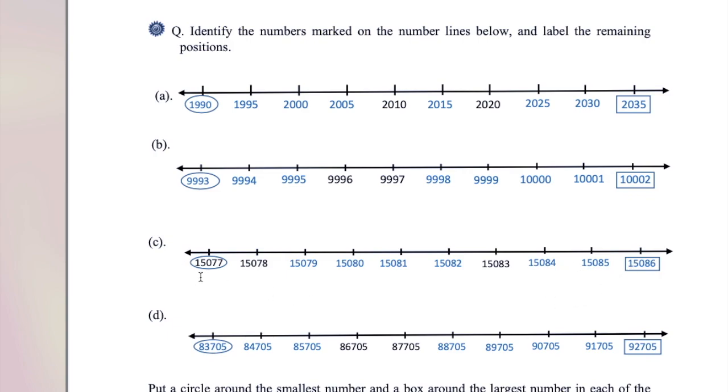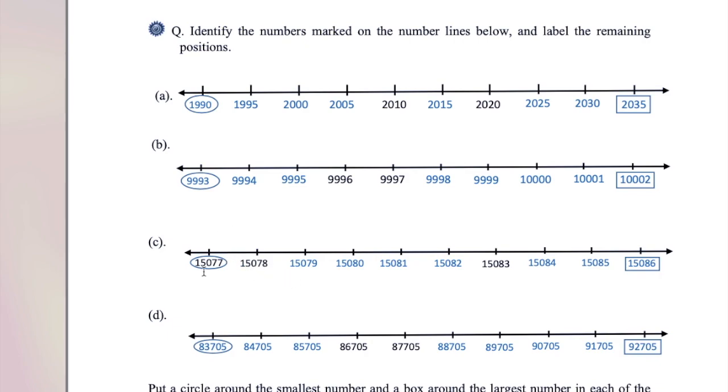So now in part C, the numbers given are 15,078 and 15,083. If you subtract 15,078 from 15,083, your answer will be 5. So 1, 2, 3, 4, 5. 5 parts are divided in this duration. So that means each number is just after the other, with a gap of one number in between. So we have written the number.